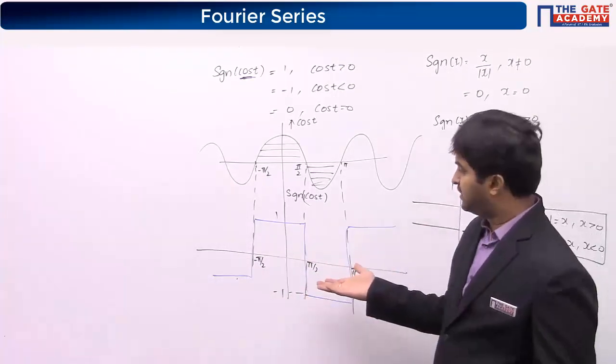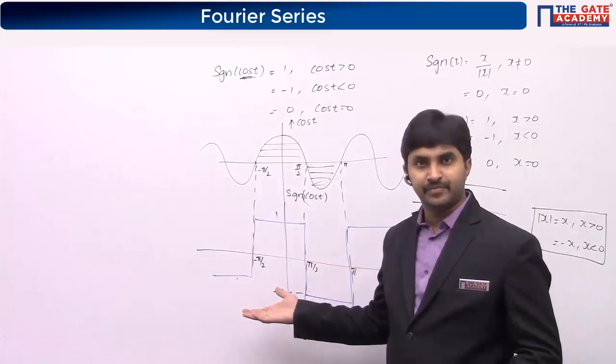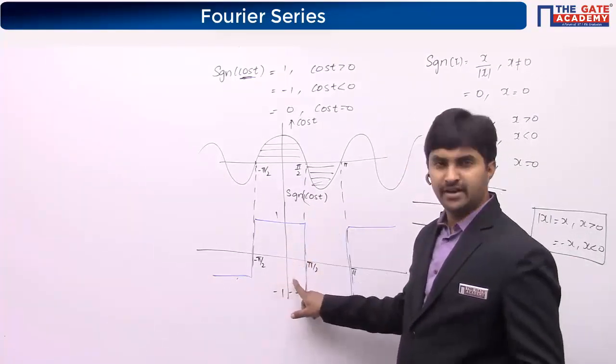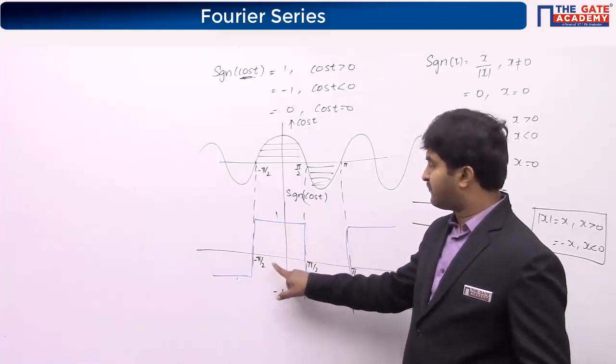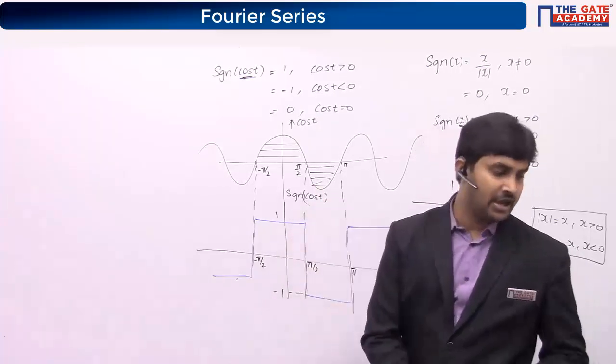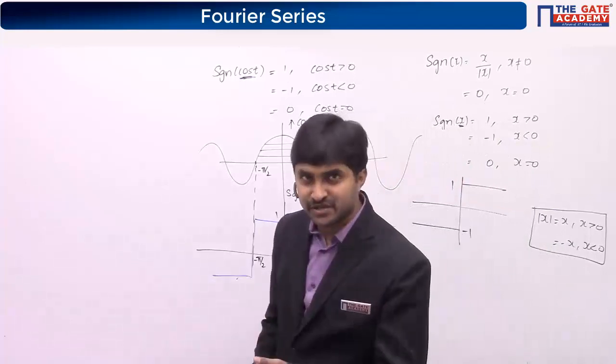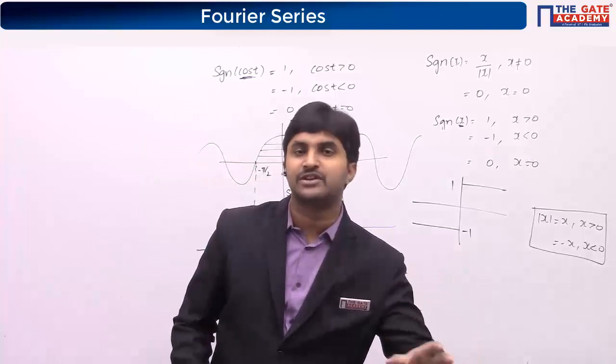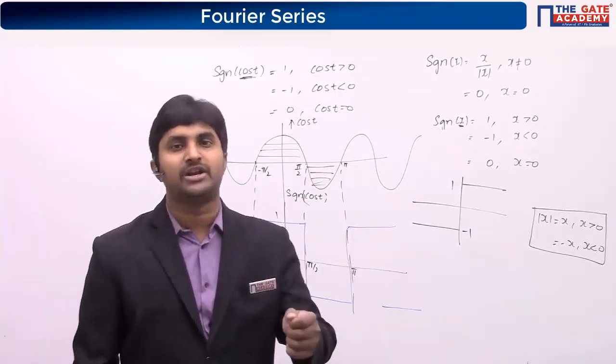This is nothing but an even function. The nature of this particular function, signum of cos t, is real and even. Since we are talking about sine and cosine terms, it means we are talking about the trigonometric Fourier series. We are not talking about the complex Fourier series.